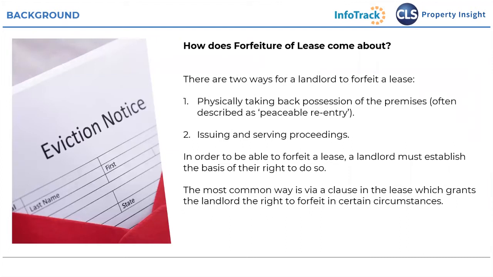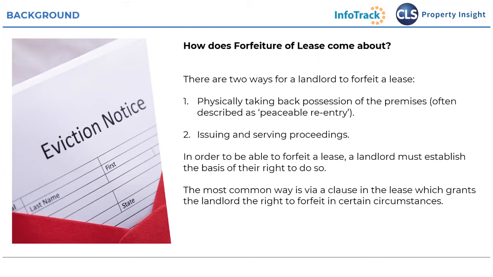So, how does forfeiture of lease come about? Well, depending on the reason for forfeiture, termination of a lease can take place with immediate effect or following a period of notice. There are two ways for a landlord to forfeit a lease. One, by physically taking back possession of the premises, often described as peaceable re-entry, or two, by issuing and serving proceedings. In order to be able to forfeit a lease, a landlord must establish the basis of their right to do so as per the terms of the lease.